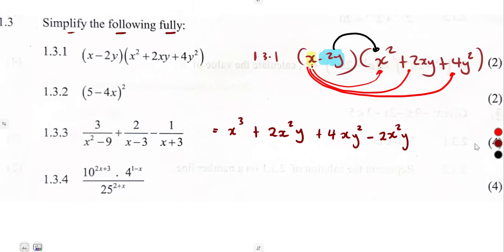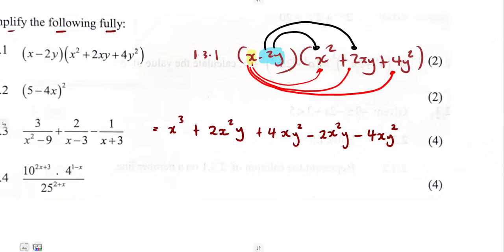All right. We move on, minus 2y times this, 2xy. So positive and negative, that was going to be negative 4xy times y is going to give us what? Y squared. All right, then we move on to the last part, minus 2y times 4y squared.